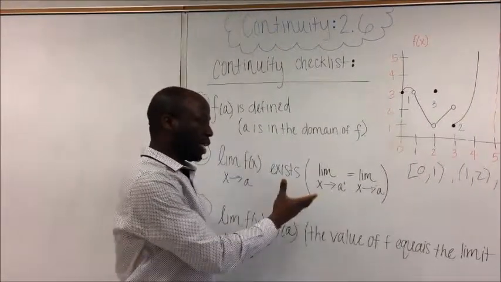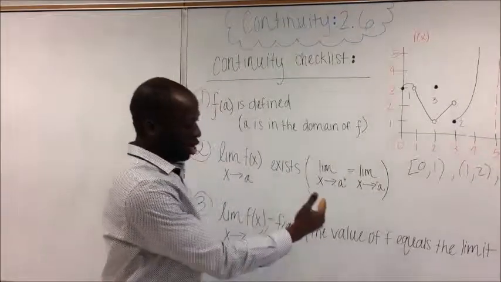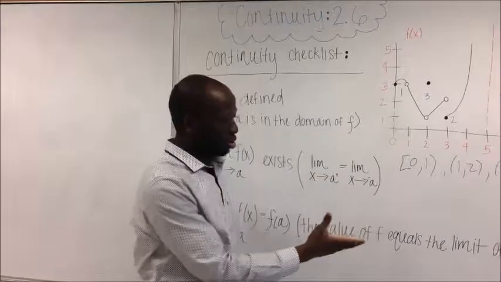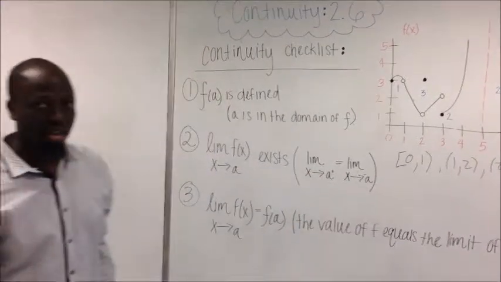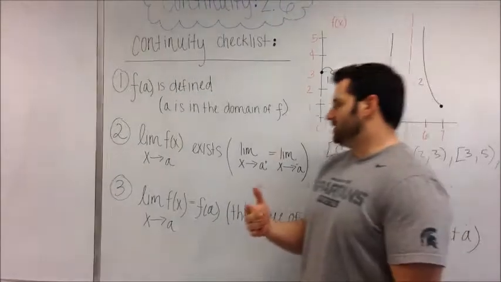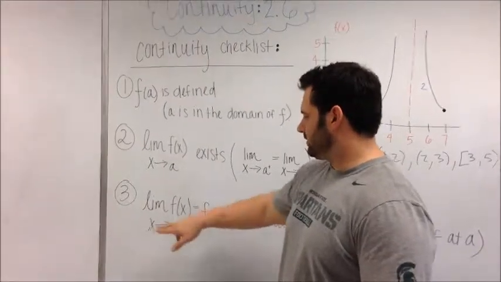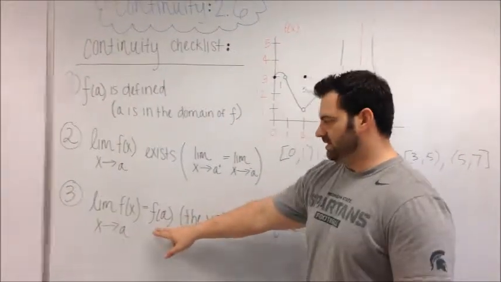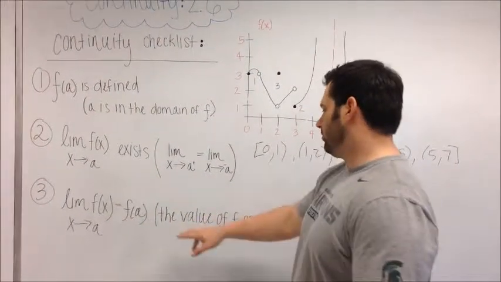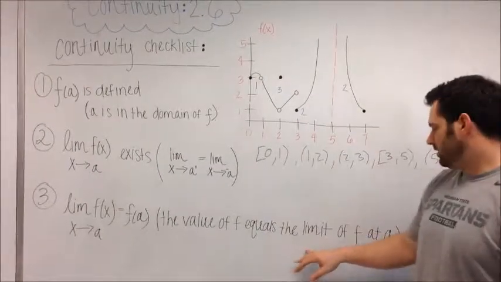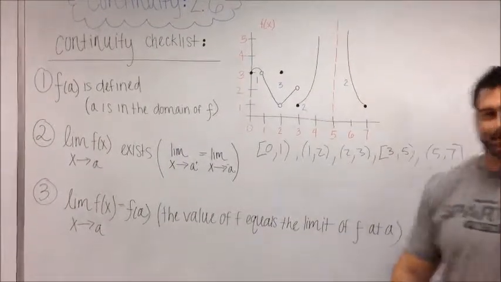So the limit as x goes to a from the positive direction is equal to the limit as x goes to a from the negative direction. The third item in the continuity checklist is that the limit of f of x as x approaches a must equal f of a. Which basically means that the value of f is equal to the limit of f at a.